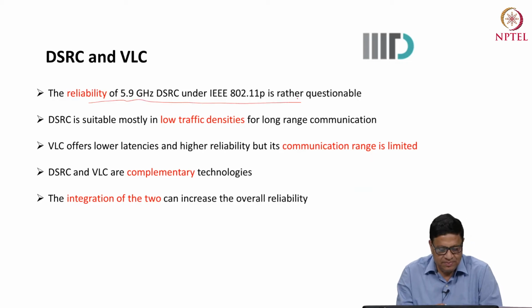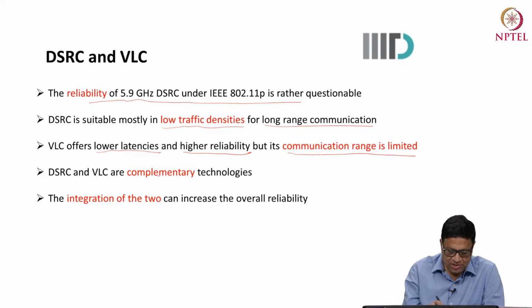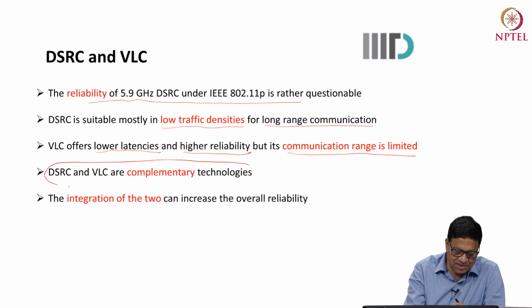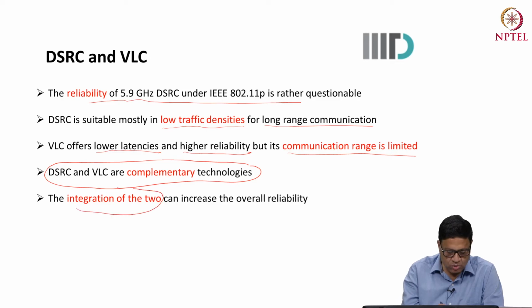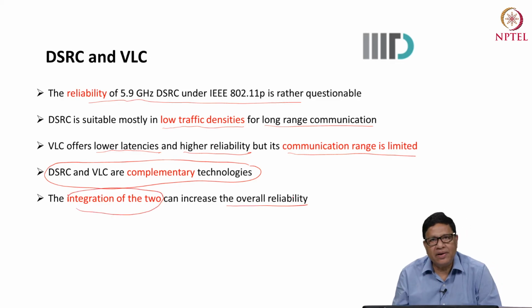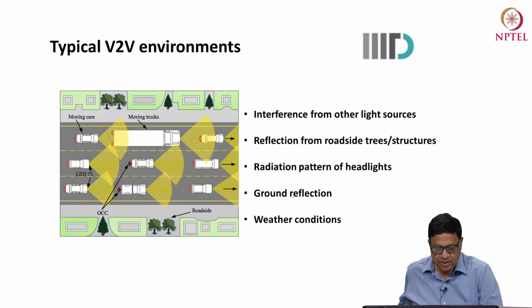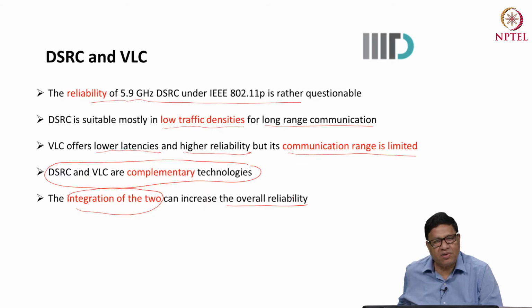So the reliability of DSRC is questionable because of the reasons which I have mentioned. It is actually suitable for low traffic densities and for long range communication. VLC is for lower latencies, gives you high reliability, although the communication range is limited. So this is what I want to impress upon, that DSRC and VLC are complementary technologies. And the integration of the two can increase the overall reliability. For that matter, any other RF technology, not necessarily DSRC.